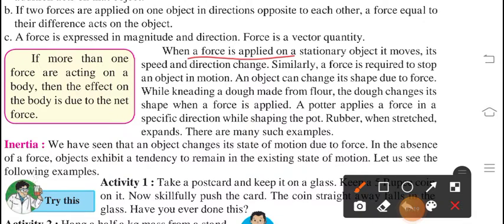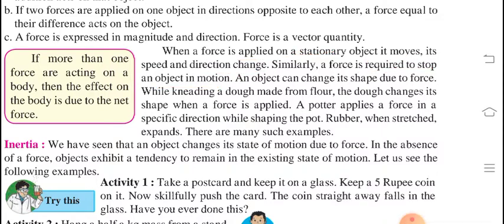When a force is applied on a stationary object, it moves, its speed and direction change. Similarly, force is required to stop an object in motion. That means if an object is stationary, to get movement in it we have to apply a force.